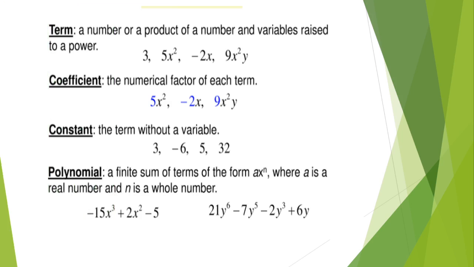And here we have some terminology about polynomials. First one is a term. A term is a number or a product of a number and variables. Here we have some examples: 3, 5x square minus 2x. And just now I said a coefficient is the numerical factor of each term. So in 5x square, 5 is the coefficient of x square, minus 2 is the coefficient of x, 9 is the coefficient of x square into y, right?